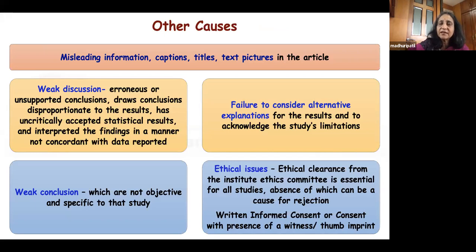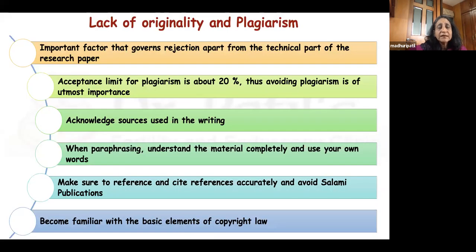And there could be certain ethical issues wherein you require ethical clearance from the institute. Ethics committee approval is essential for all studies, and its absence can be a cause of rejection. Written informed consent, or consent with the presence of a witness or thumb imprint from the participant, is very, very important. Then the most important is lack of originality and plagiarism. It is an important factor that governs the rejection apart from the technical part of the research paper.